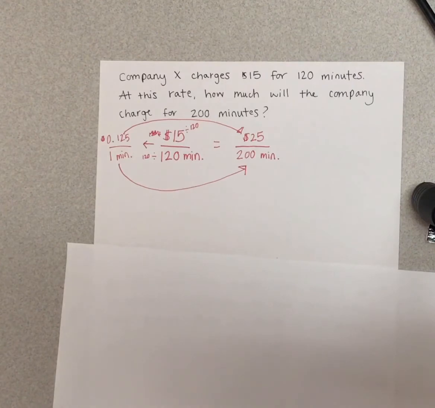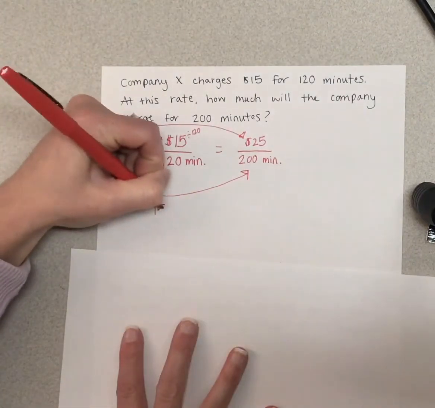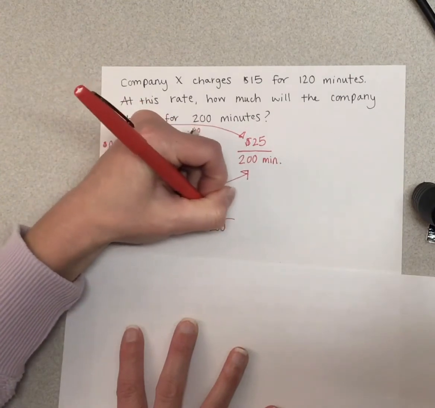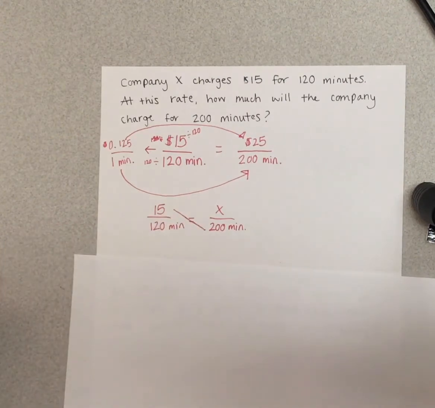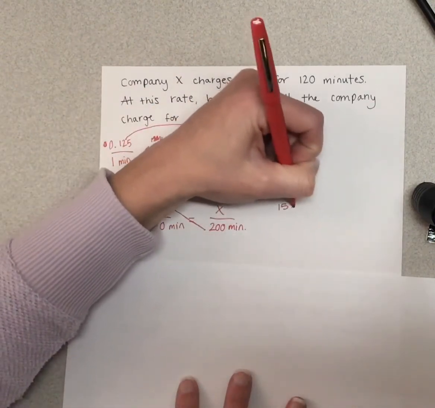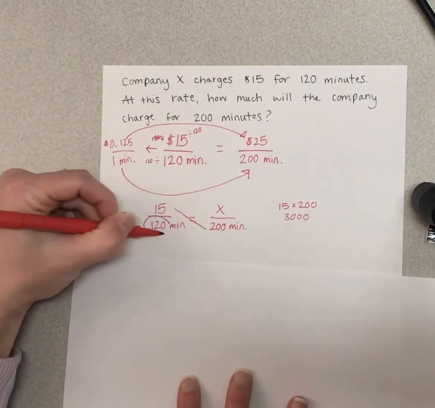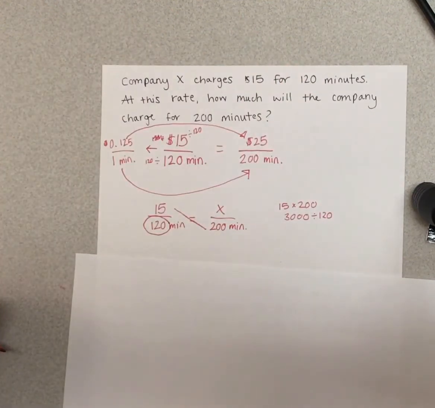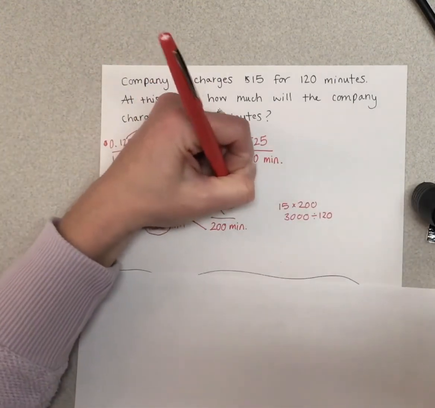Another strategy you could have used was cross products. We originally had, I'm just going to rewrite this down here, 15 over 120 equals an unknown over 200. We did this with a percent proportion. Look for the diagonal that has a number on either side. Multiply those. 15 times 200 gives me 3,000. Once you've multiplied those, divide by your third number, 120. When I take 3,000 and divide it by 120, I also end up with 25. So that was another way to get our total.